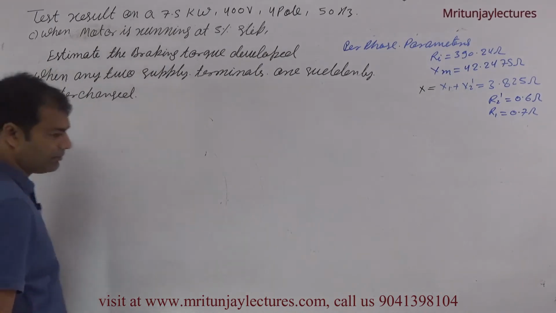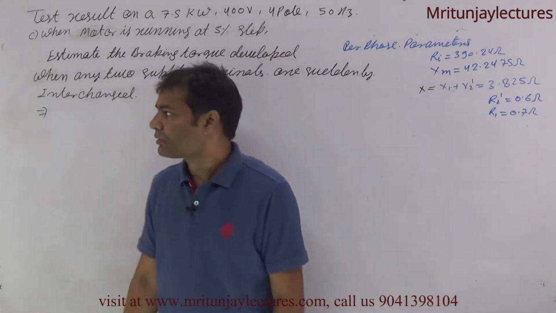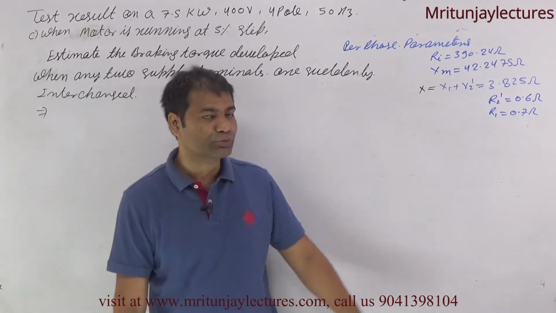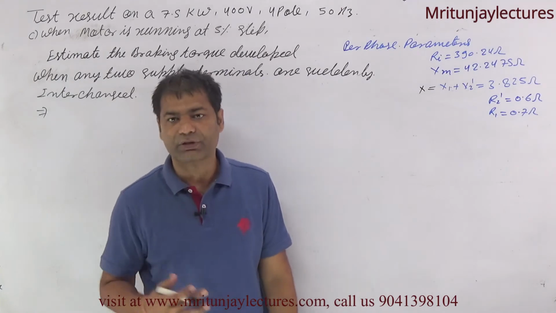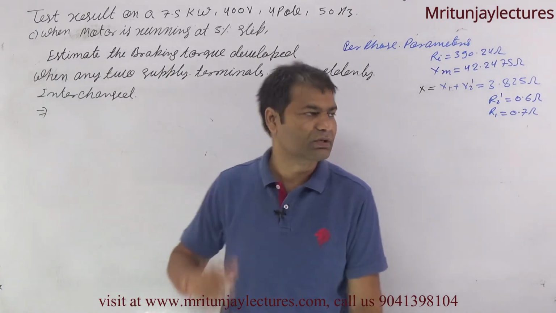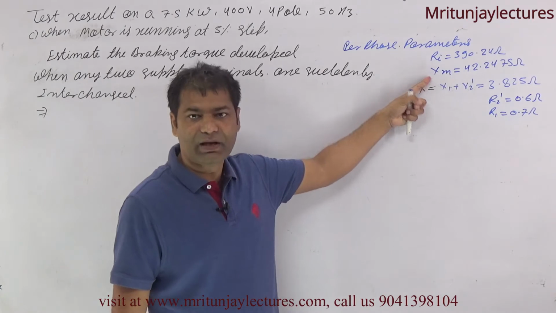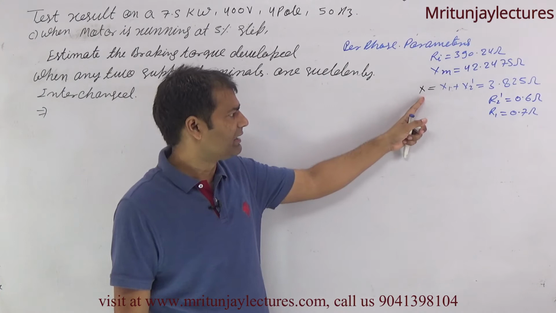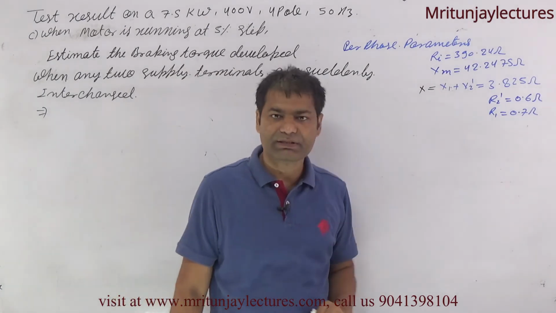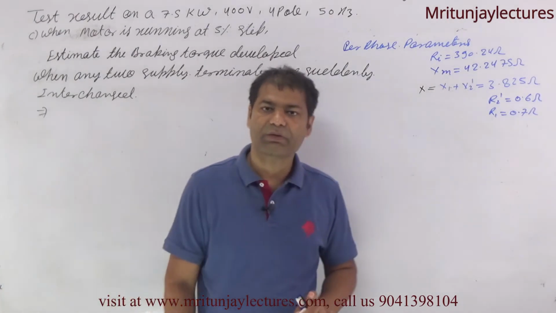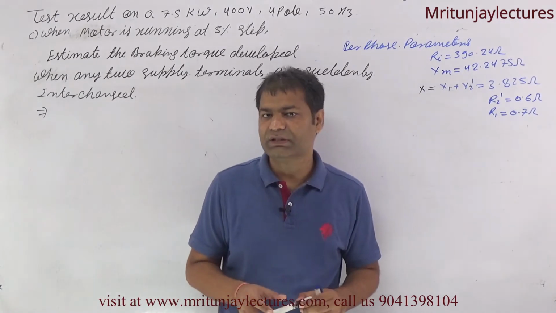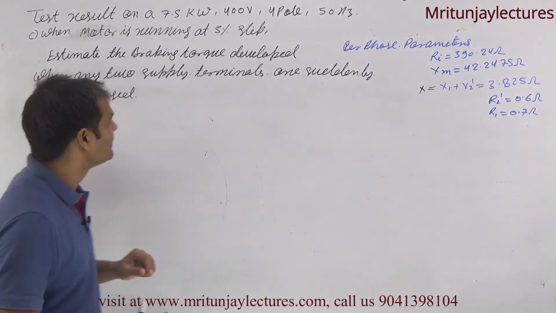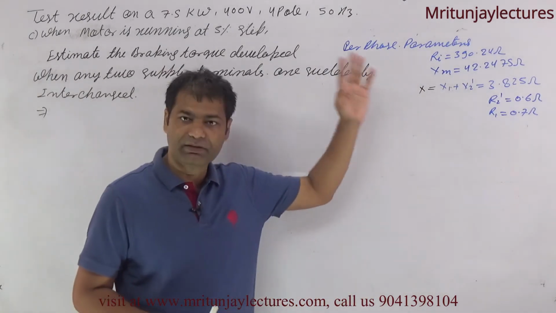Before starting this question, we have already discussed how to determine the circuit parameters with the help of the no load test and the blocked rotor test, in part 1. Ri is the core loss component, Xm is the magnetizing component, and X is X1 plus X2 dash. R1 is the stator resistance and R2 is the rotor resistance referred to the primary side. Is it clear? If you have any doubt about how to determine them, then watch part 1.